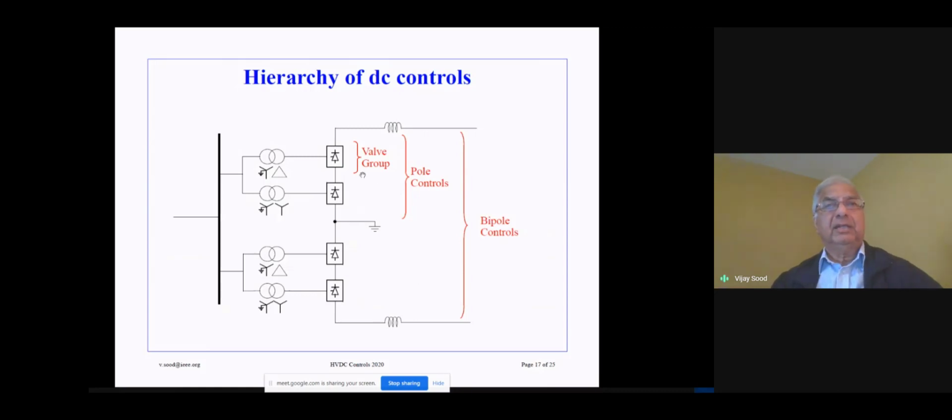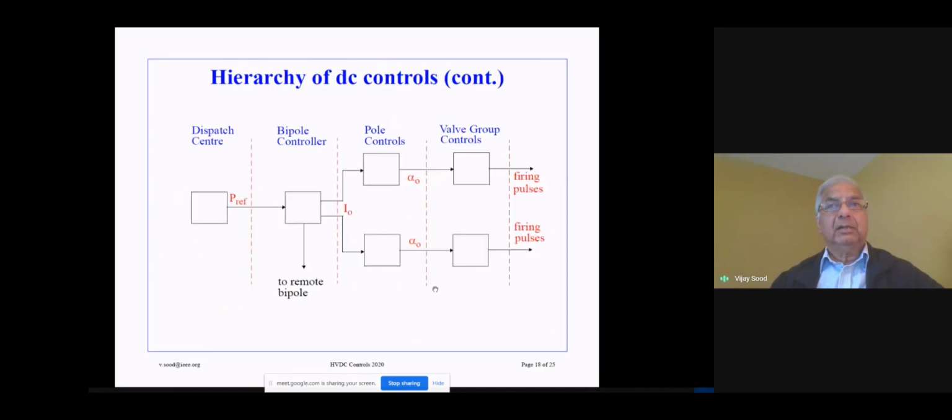So we have three levels of controls. So here are the 3 levels of controls. We have a dispatch center which will give us a power reference order. This will be sent over to the bipole controller, which will communicate that information to the remote bipole.